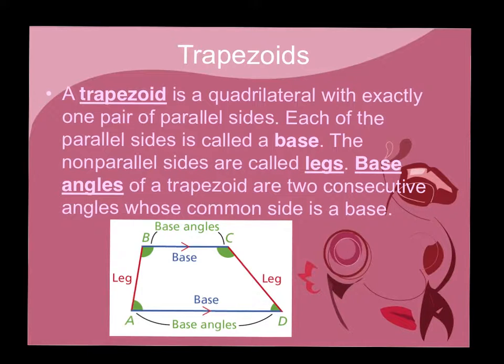The base angles of a trapezoid are two consecutive angles whose common side is the base. So if I draw my two bases, the two parallel sides are the bases, the non-parallel sides are the legs. Where the leg meets the base, these are called base angles. So in each of my four, and they come in pairs, okay? So B and C are a pair of base angles, and A and D are a pair of base angles.